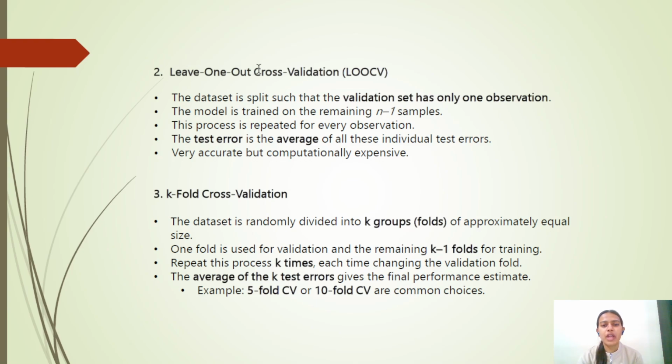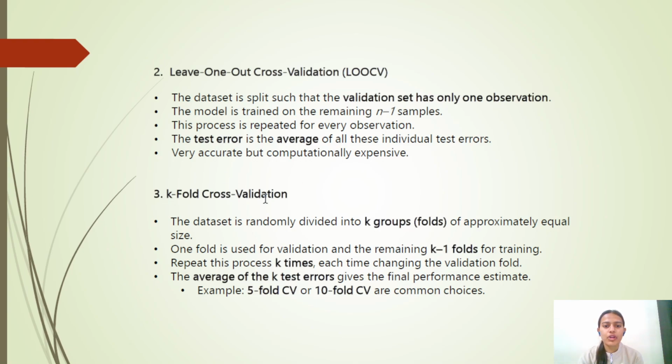Second is leave one out cross validation. The data set is split such that the validation set has only one observation. The model is trained on the remaining n-1 samples. This process is repeated for every observation. The test error is the average of all these individual test errors, very accurate but computationally expensive.